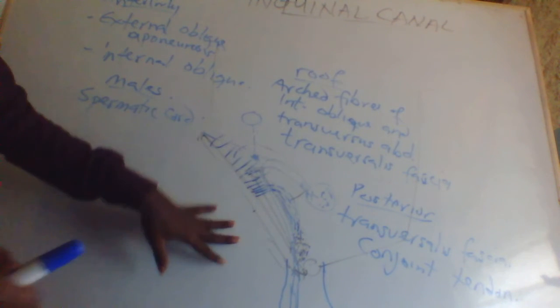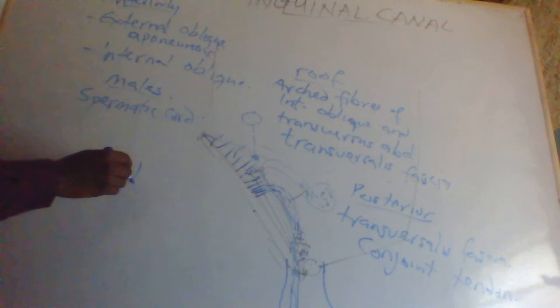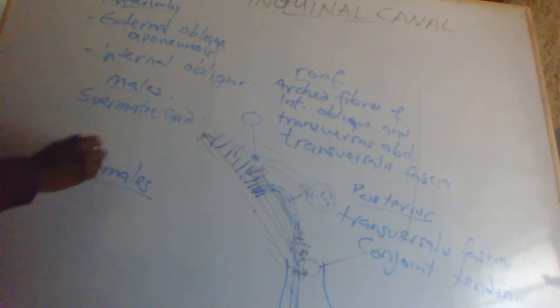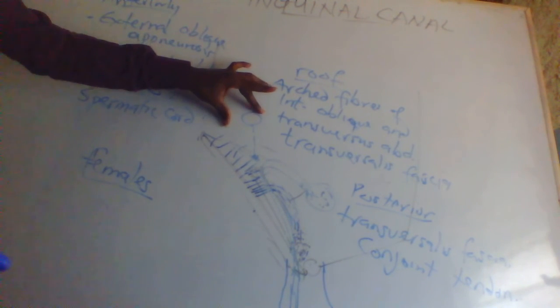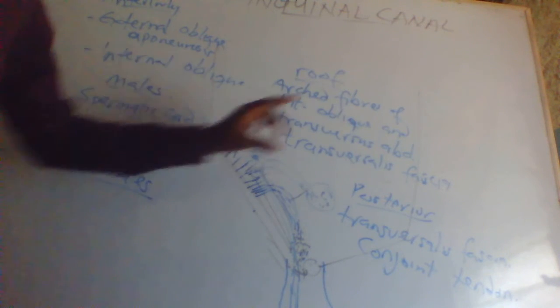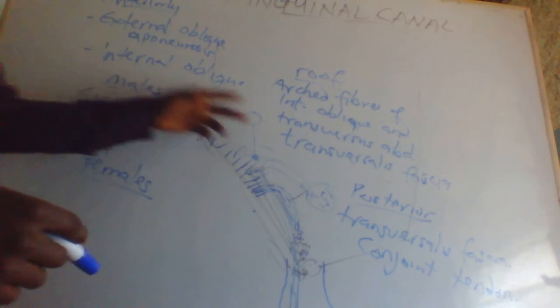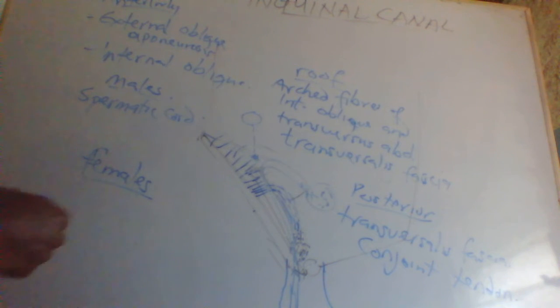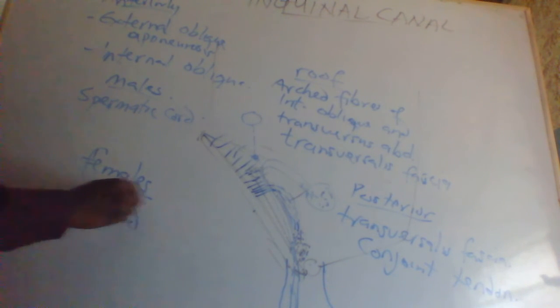Now with females, females do not have spermatic cords, because with females the ovary will remain in the abdominal region. So with females, you don't have the ovary coming out. But there's a structure which will come out, which we call the round ligament.